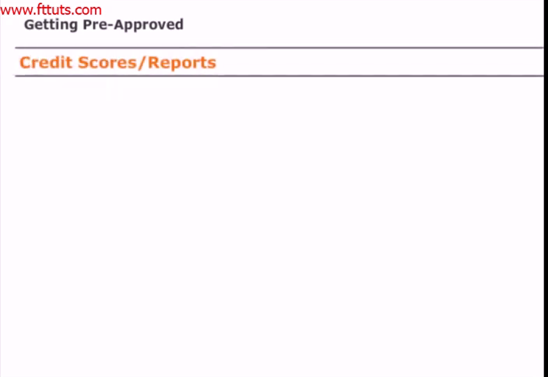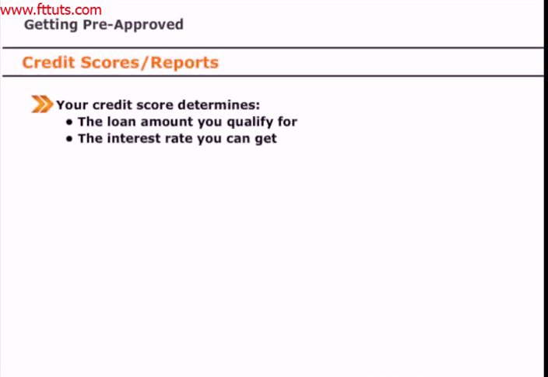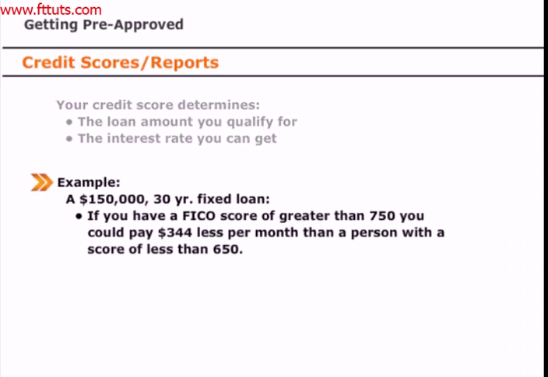Your FICO score affects how much a lender allows you to borrow and at what interest rate. The higher your score, the better the rate you get, and the more credit you are offered. Here's an example of what I mean.